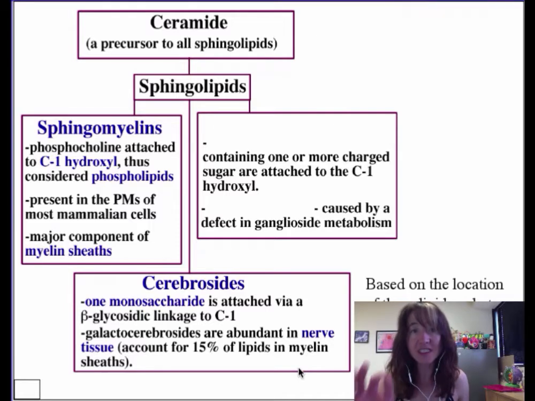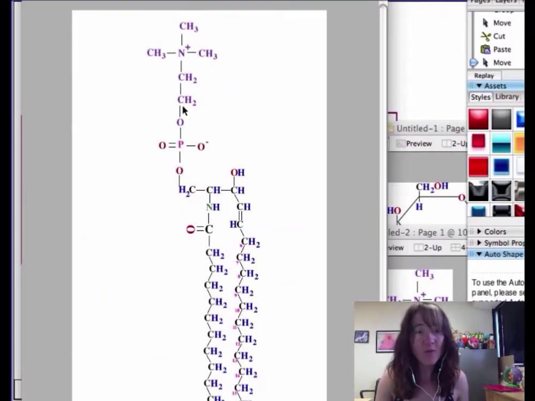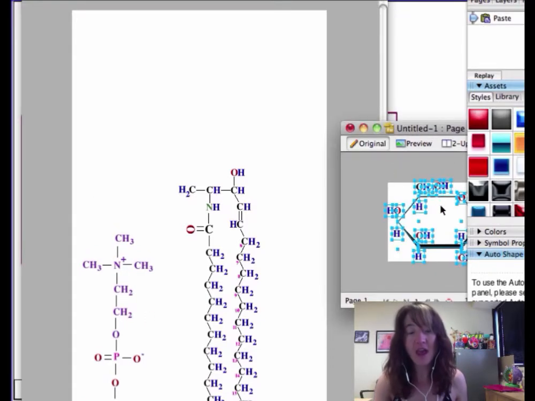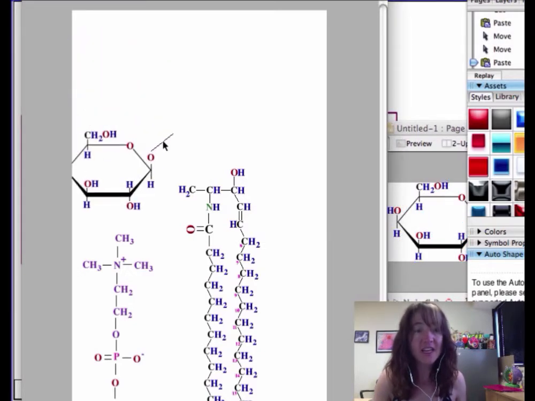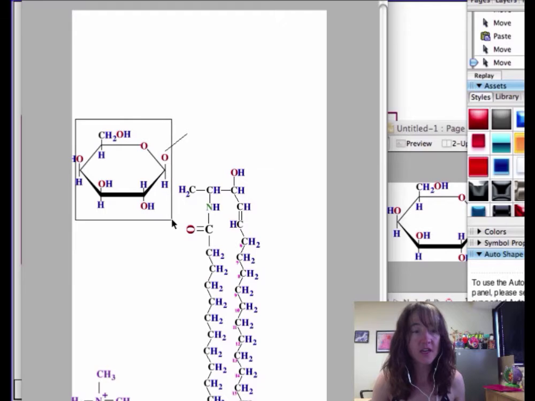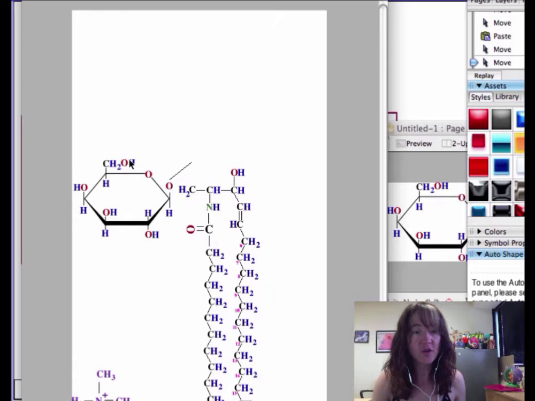Let's go back to our picture and see that happen. Let's change the group that is attached at carbon 1 and check out the change in the polar head group. All right, let's get rid of our choline. Let's just move that aside. And now let's go grab a galactose and recognize that via a beta linkage, we can see a galactose getting attached on here. And I'm straining to show you that it's a beta linkage.